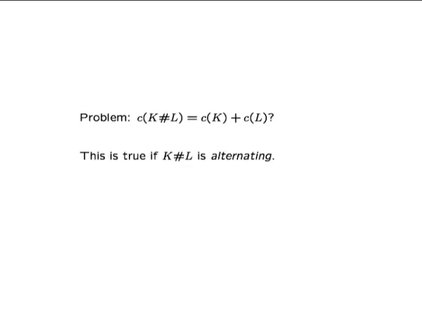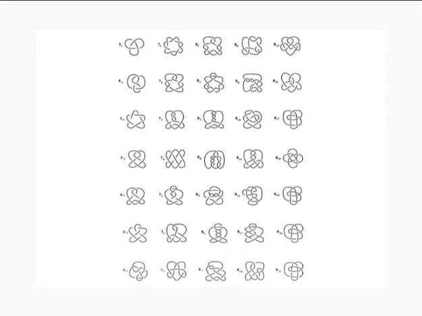It's true if the joined knot is alternating. So I have to tell you what alternating means next. I'll come back to this picture in a moment. Let's look at our table of knot diagrams again. Almost all of these are alternating, not quite all of them.